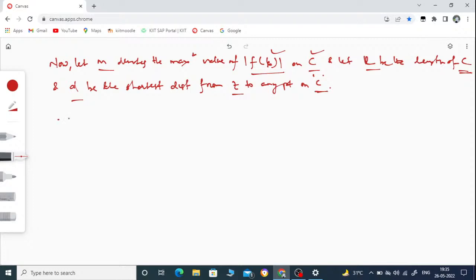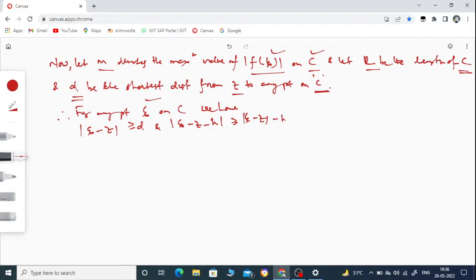Hence, for any point j on C, we have mod of j minus z must be greater than or equal to D, because D is the shortest distance from z to any point on C. Since D is the shortest distance, if j is any point on C, then mod of j minus z must be greater than or equal to D. And mod of j minus z minus h must be greater than or equal to D minus mod h.